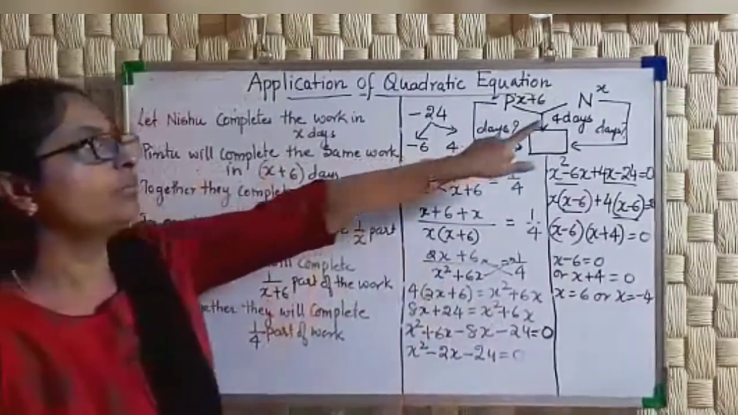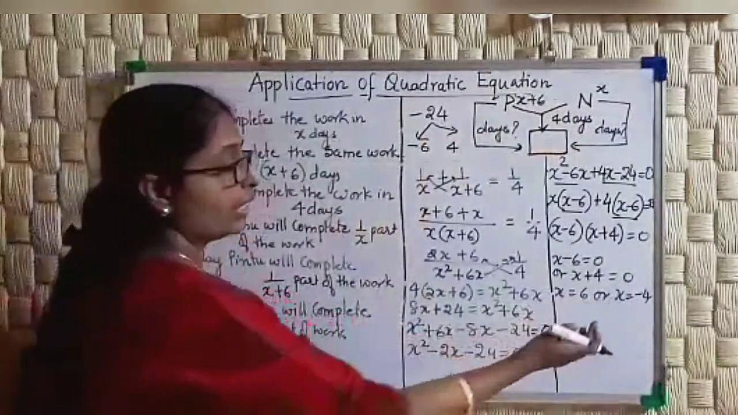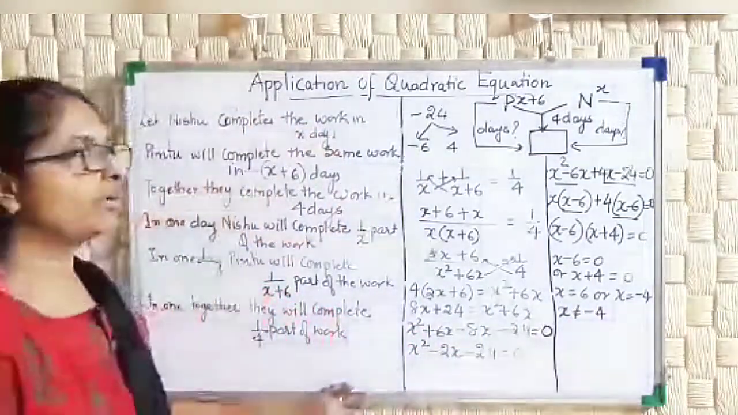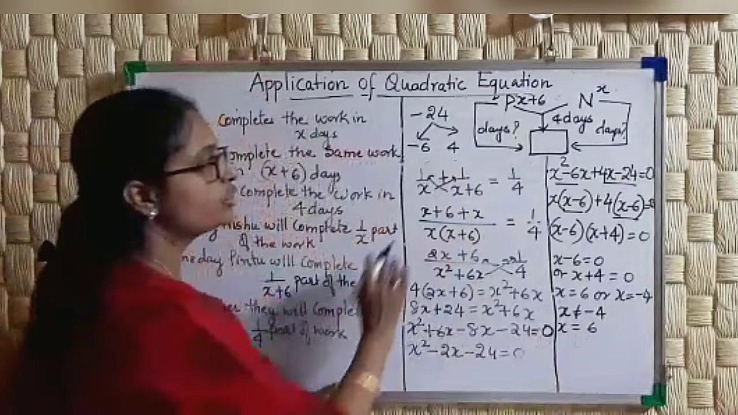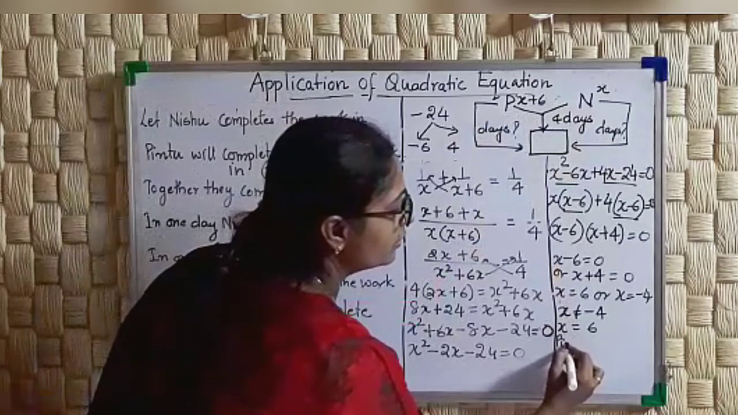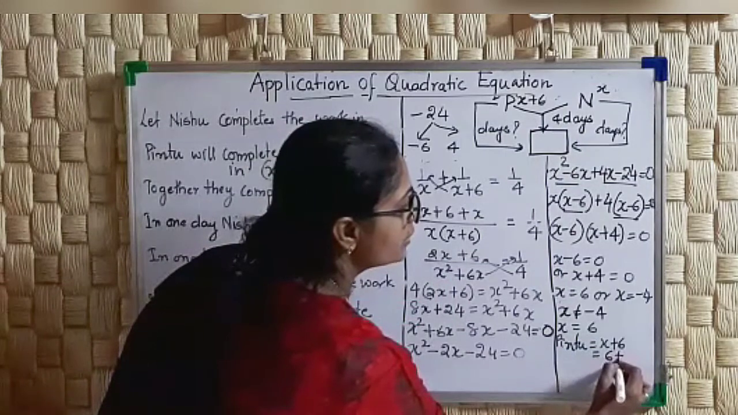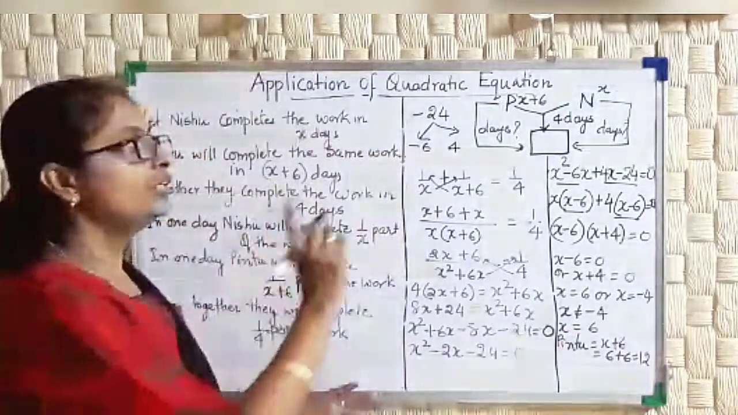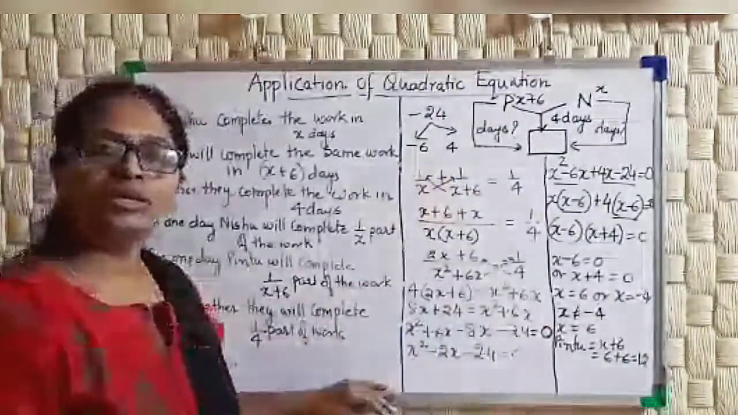x is nothing but the number of days required by Nishu to complete the work. Now x equal to minus 4 we cannot consider. Why? Because the number of days cannot be negative. Therefore, x will be equal to 6. So Nishu takes how many days? 6 days to complete the work. Therefore, Pintu will take how many days to complete the work? It will be x plus 6, that is 6 plus 6 equal to 12 days. So the number of days Nishu takes to complete the work is 6 days, whereas Pintu takes how many days? 12 days to complete the work.